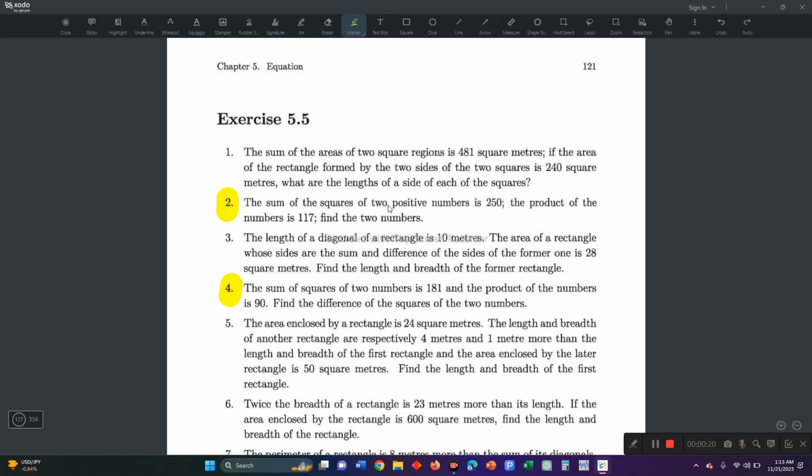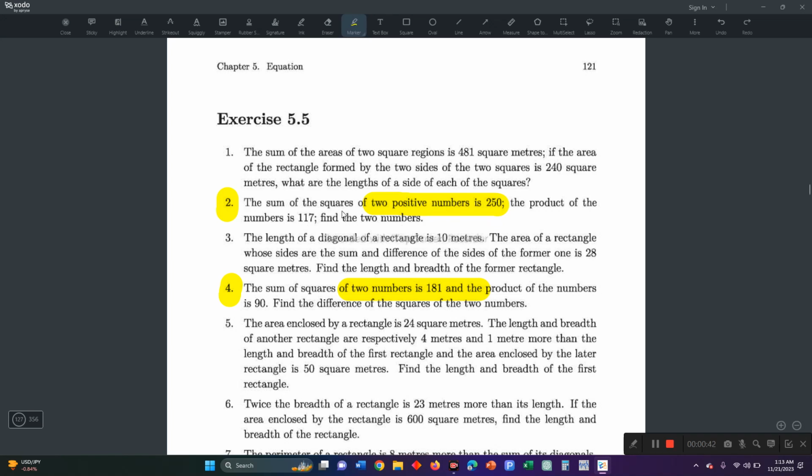we have to consider this. We have to pay more attention to this part, that they have said two positive numbers, and in question number 4 they have said about two numbers. So these two numbers can be either positive or negative. When we solve this math, we will also see that.